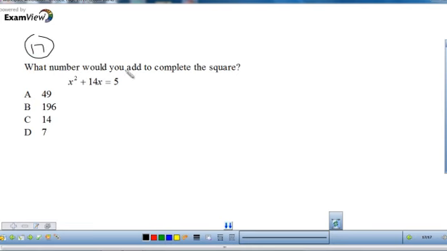Okay, so what number would you add to complete the square? So notice they're not asking for the solutions to complete the square. They just want you to know what number you would add to both sides to complete the square. So we're going to go through the steps. First step, we're going to add our blank.